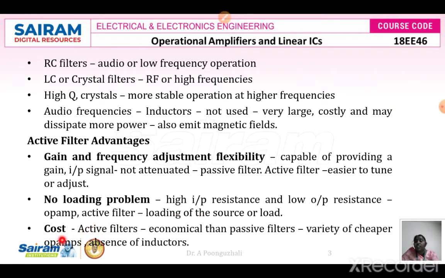The third advantage is that the cost of active filters is economical. That is, it is going to be cheaper compared with passive filters. If I look at the operational amplifier, the op-amp 741, approximately the cost is around 12 rupees. That is very cheap compared to passive filters. In active filters, we will not be using inductors, so the size of the circuit is also going to be less. The complexity is also going to be less, and cost-wise also, active filters are more economical when compared with passive filters.